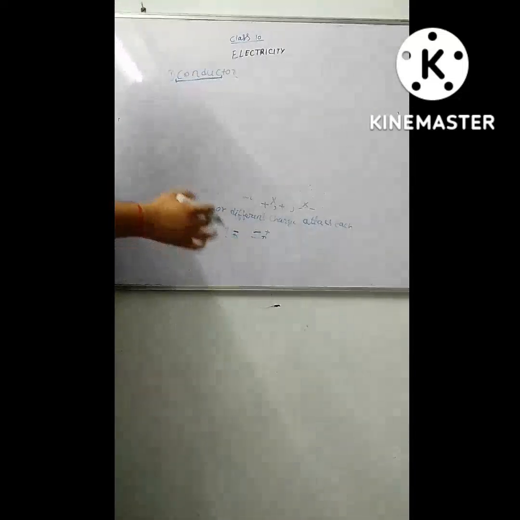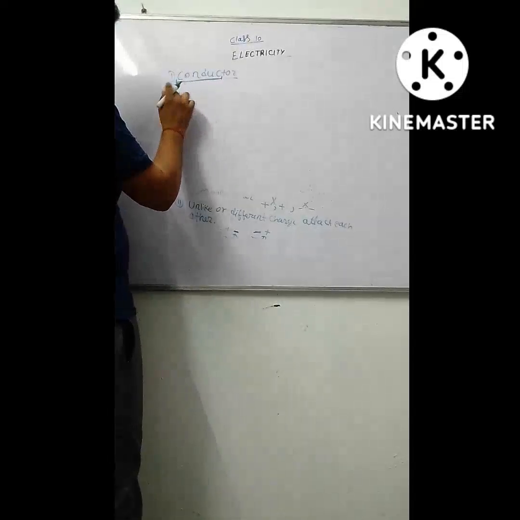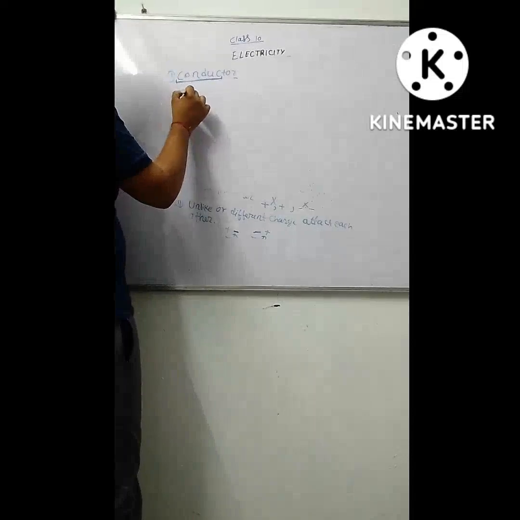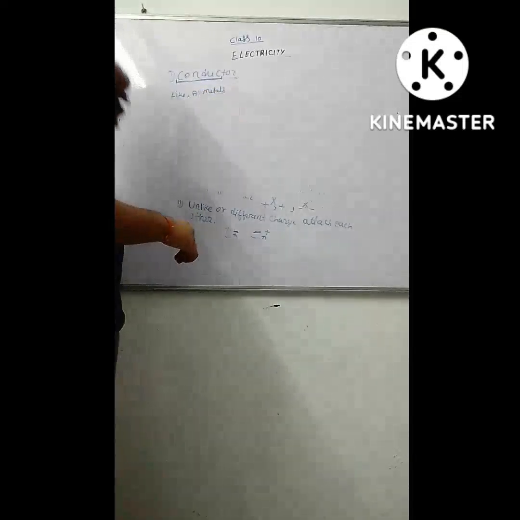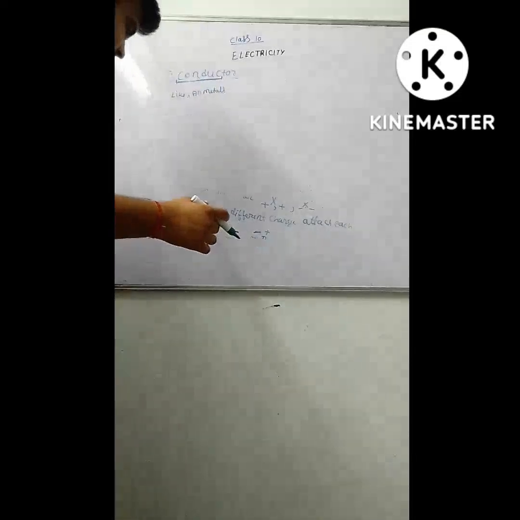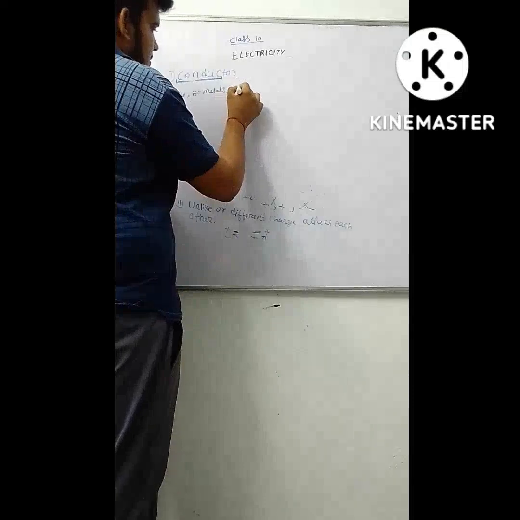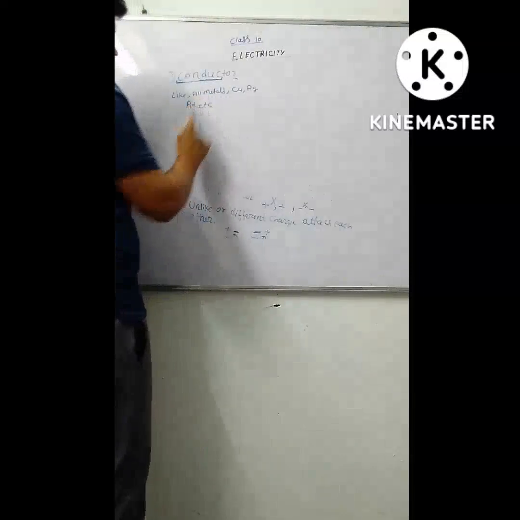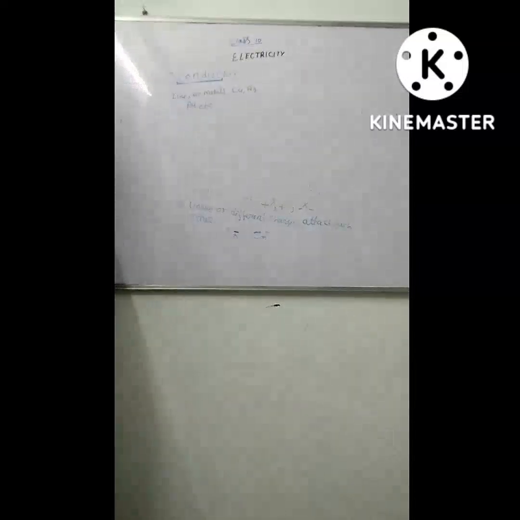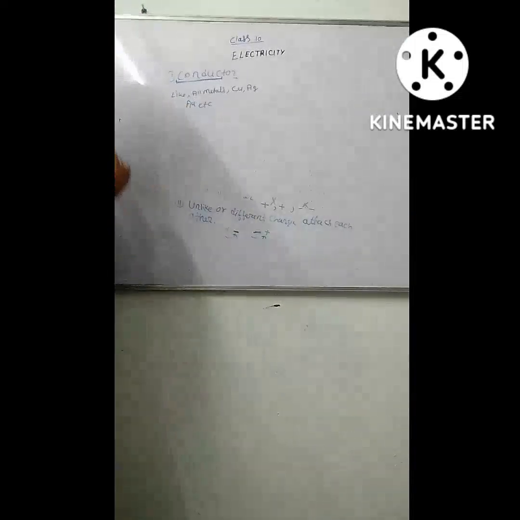As its name suggests, we can also see here there is the word conduct in conductor. That means the material which conducts electricity is called a conductor, like metals, all metals except diamond. All metals I say, that means copper, silver, gold, etc. All these metals have some free electrons through which electricity can pass. By the help of free electrons, electricity can easily pass in a conductor.